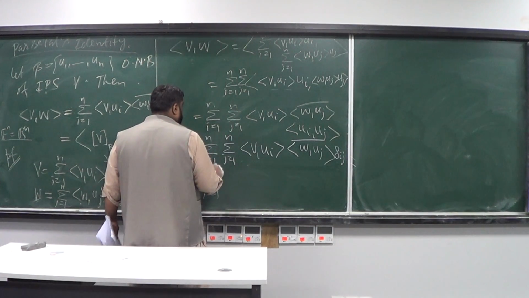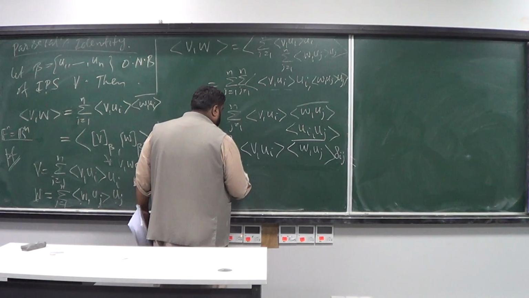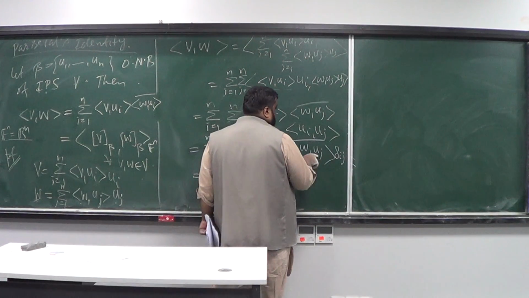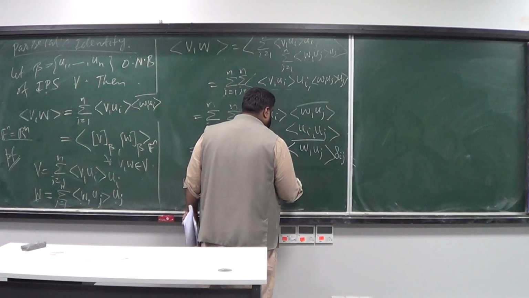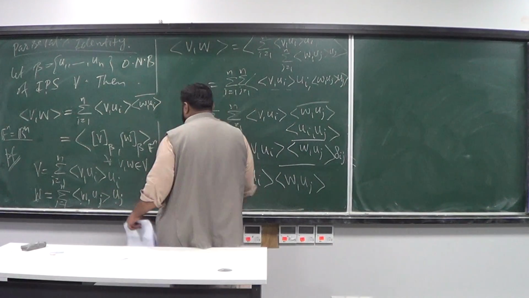This sum will go away. So only one term out of this sum will survive, that is ⟨v, ui⟩, and the term when j is equal to i, in other words the conjugate of ⟨w, ui⟩. So this is what you're going to get.